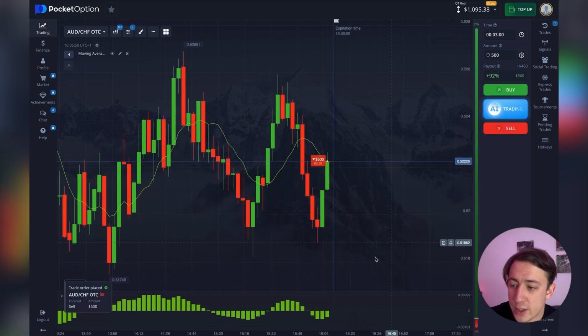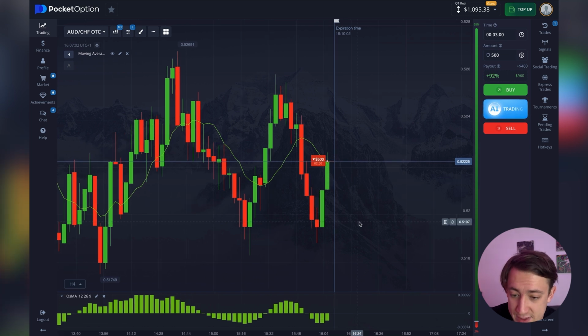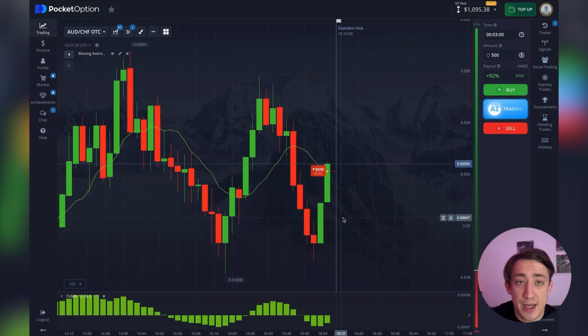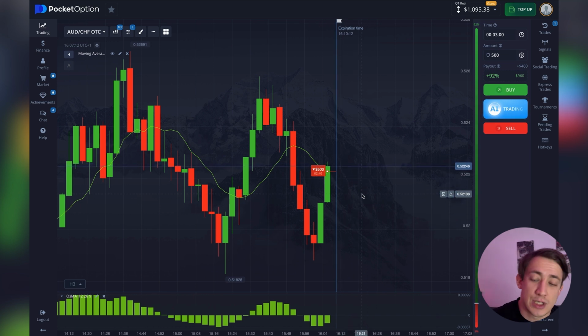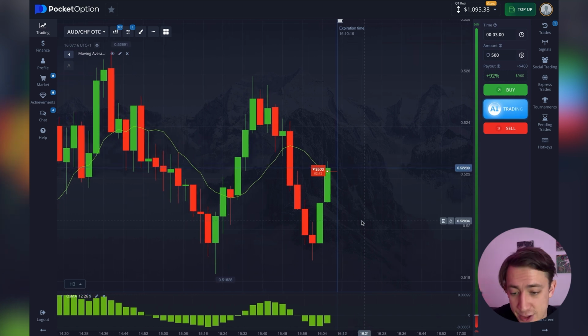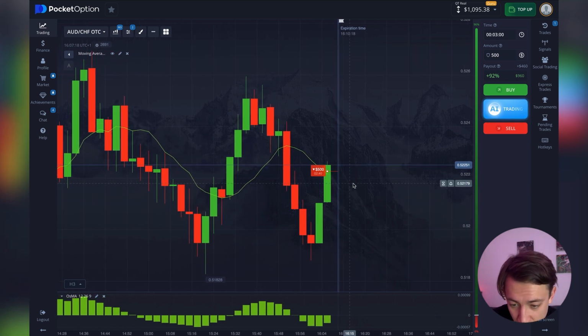And so, currency pair AUD OTC, and I enter with a 3 minute expiration and an amount for one deal of $500. So I enter a downward position, and let me explain everything in detail.